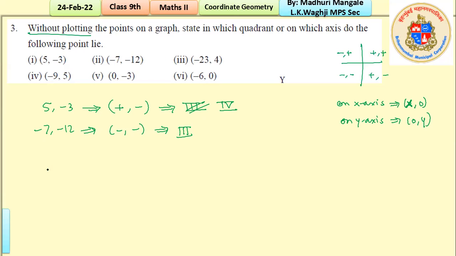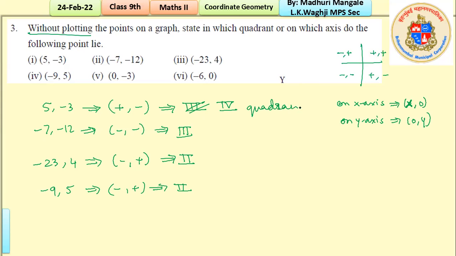And let's look at the third one. It's -23 and 4. So first the negative sign, then a positive sign. It has to be the second quadrant. Okay. Next, negative 9 comma 5. This is the same, negative sign and then a positive sign. So that has to be the second quadrant. Make sure you write out the spelling: fourth quadrant, third quadrant, that way.